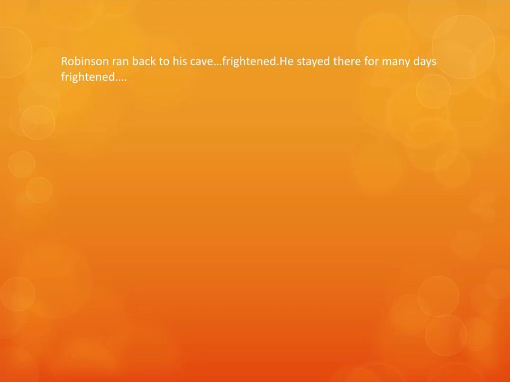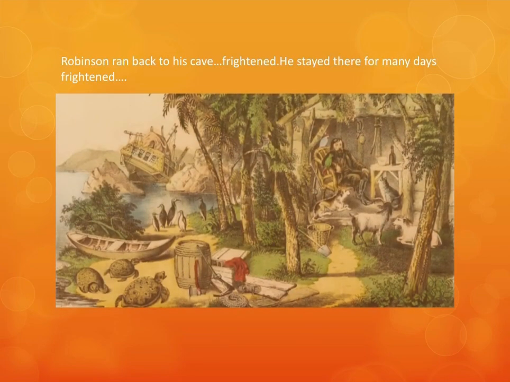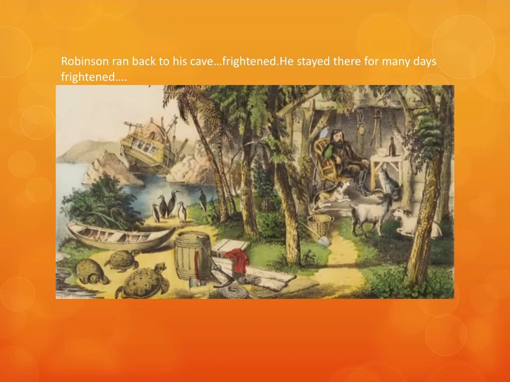Now Robinson Crusoe was frightened because he knew that now there was someone else. So Robinson Crusoe ran back to his cave, frightened, and he stayed there for many years frightened. He was frightened now because from where did this footprint come? He was very much puzzled, frightened, and he was perplexed. Here in the picture, you can see Robinson Crusoe in his cave.